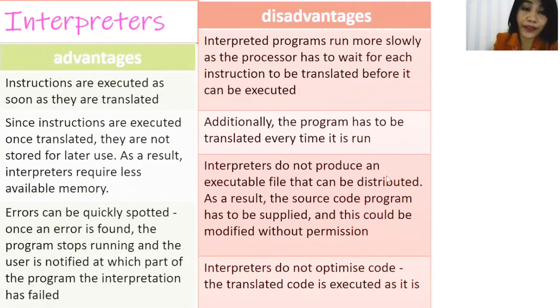Now, disadvantages of interpreters. Interpreted programs run more slowly as the processor has to wait for each instruction to be translated before it can be executed. Additionally, the program has to be translated every time it is run. Interpreters do not produce an executable file that can be distributed. As a result, the source code program has to be supplied, and this could be modified without permission.